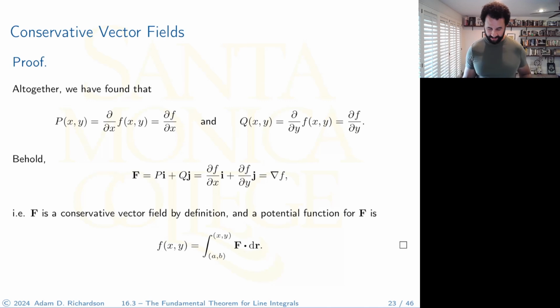So behold, we've written our vector field F as partial f partial x i plus partial f partial y j, or in other words, the gradient of f. In other words, F is a conservative vector field by definition, and a potential function for F is given by this integral, and that's the proof. Hooray! So yeah, it's a pretty fun proof. I recommend that you read over it, make sense of the structure. It's just a very nice proof. It's pretty elegant. All right?